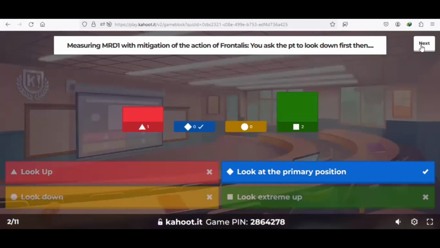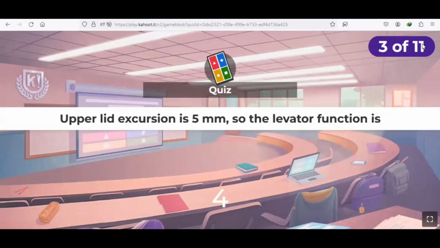Okay, we have 3 answered the question. Let's see. Measuring the MRD1 with mitigation of the action of frontalis. You remember we mentioned 2 techniques for measuring the MRD1. You ask the patient to look down at first and then at the primary position.